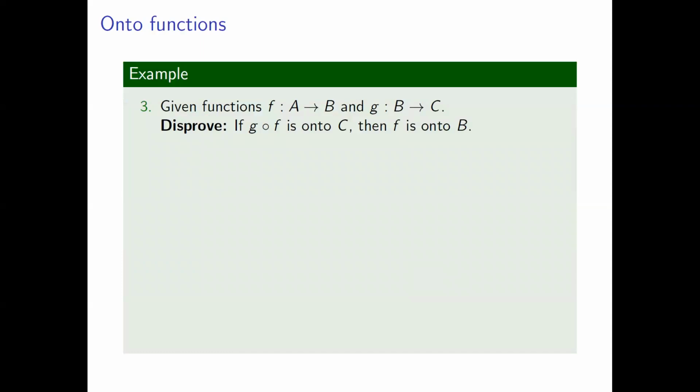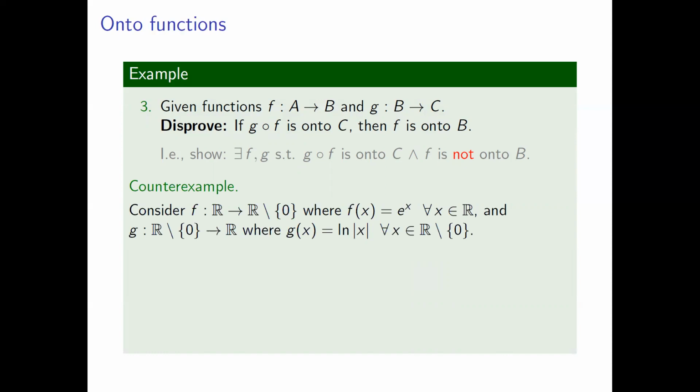It is not true in general that if the composition gf is onto C, then the function f is onto B. To show this, we need to give specific functions f and g such that the composition gf is onto C but f is not onto B.